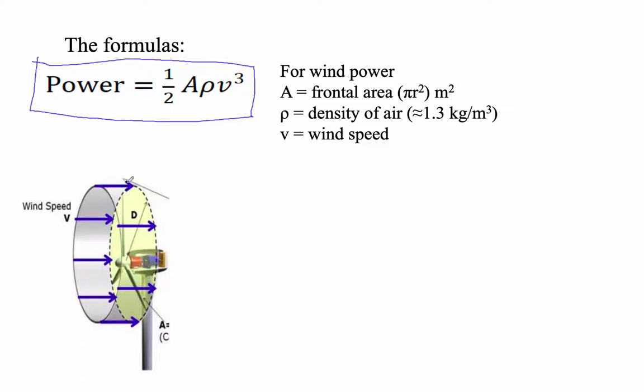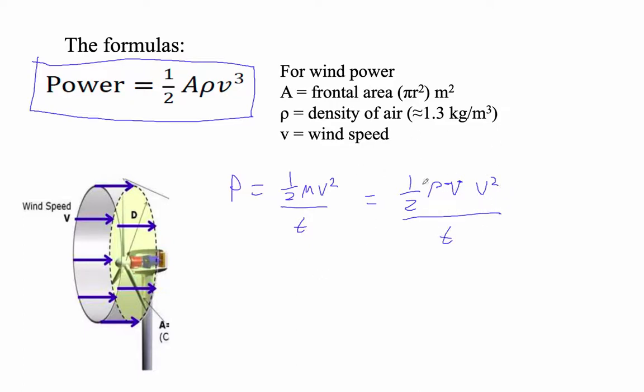If you imagine a chunk of air that's a cylinder, the power is going to be the 1/2 mv squared of that wind divided by the time it takes that to go by. If we do a little derivation, we get 1/2, and the mass is going to be the density times the volume, times the velocity of the wind squared, divided by time.